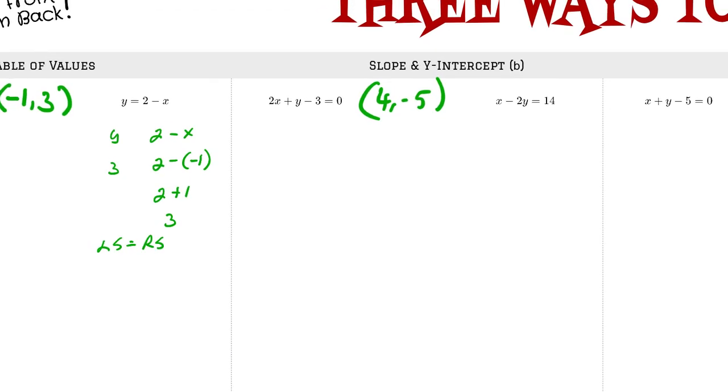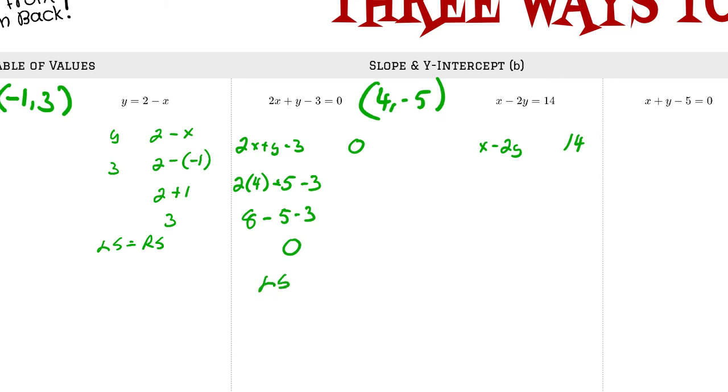So here we go, checking my second set. 2x plus y minus 3 is 0. I think I'll do 2 at once here, and that's going to equal 14. Sub in, 4 is x, -5 is y. This becomes 8 minus 5 minus 3, which is 0. Left side equals right side.